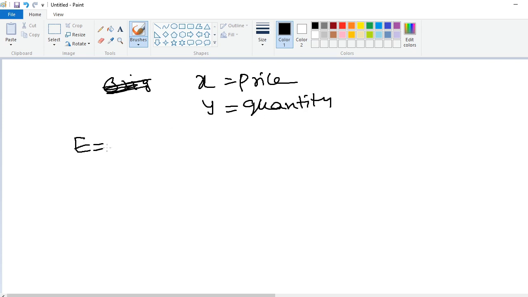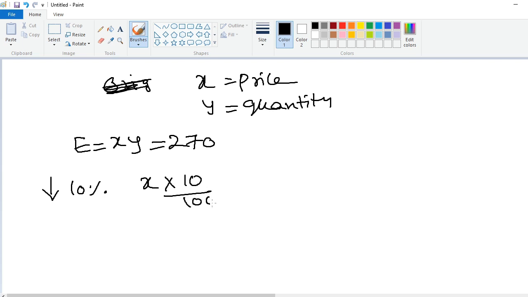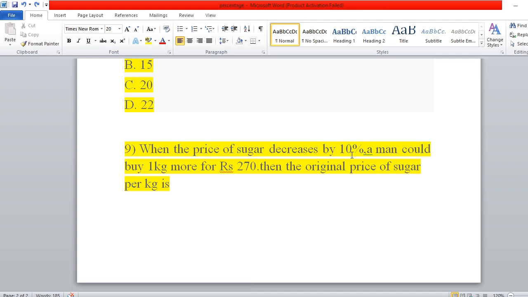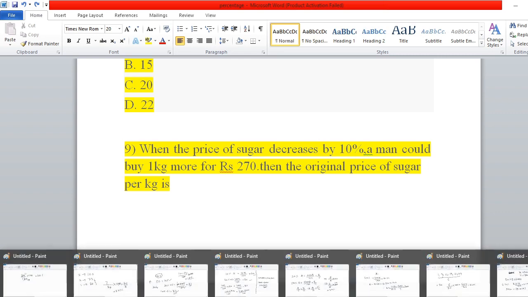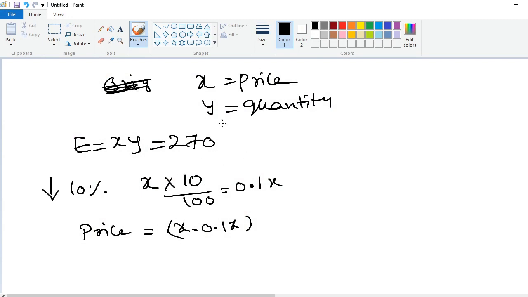So expenditure is equal to price into quantity, that is equal to 270. But the price of sugar decreases by 10%, which means X decreases by X into 10 by 100, that is 0.1x. So the new price is x minus 0.1x. According to the given question, the quantity increases. A man could buy 1 kg more sugar, so quantity is y plus 1. The original quantity is y, but here it is y plus 1. Price into quantity is expenditure, so the expenditure is the same.